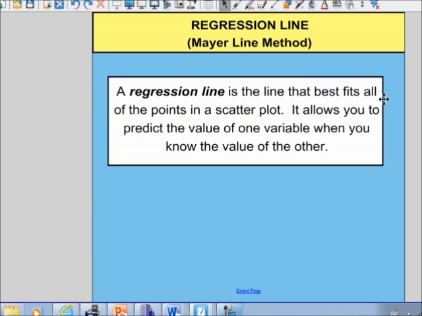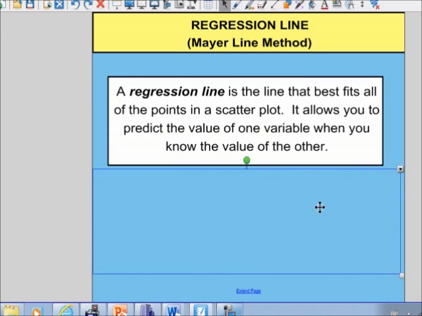So a regression line is basically the line that best fits all of our points in a scatter plot. Again, it won't be a perfect line that hits all the points. There'll be some above and some below, but it's our best judgment. The advantage of a regression line is that it allows us to make a prediction of one variable when we have a value for the other variable.